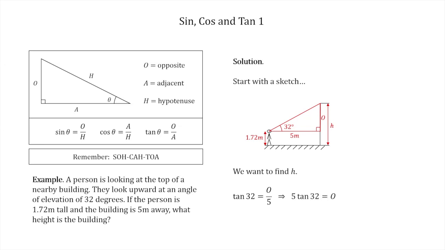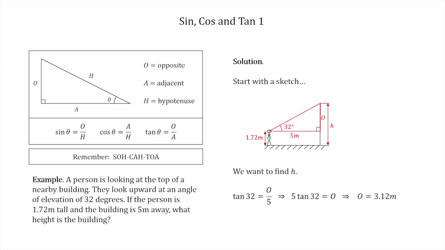So now we just rearrange. So we get 5 times tan 32 equals the opposite. So I've just taken this 5 on the right hand side over to the left. And then at this point I'd use a calculator to figure out what tan 32 is, and I times it by 5, so you just plug that straight into a calculator and you get 3.12.